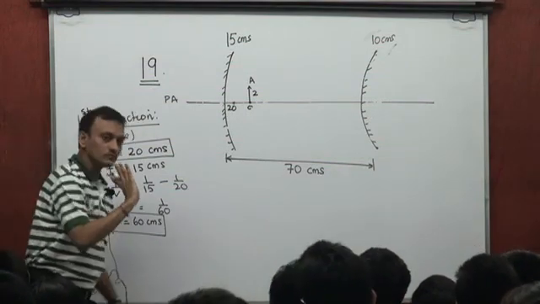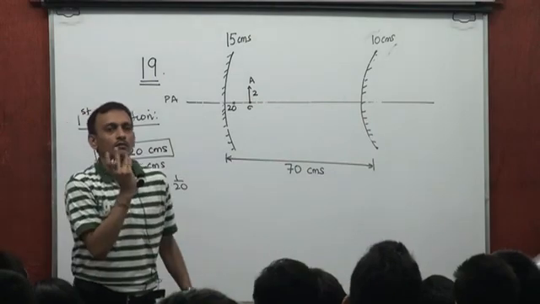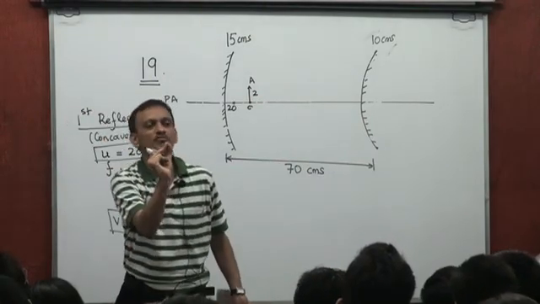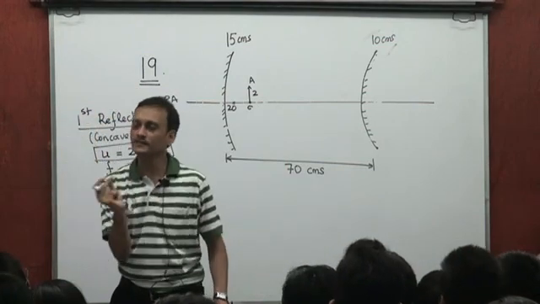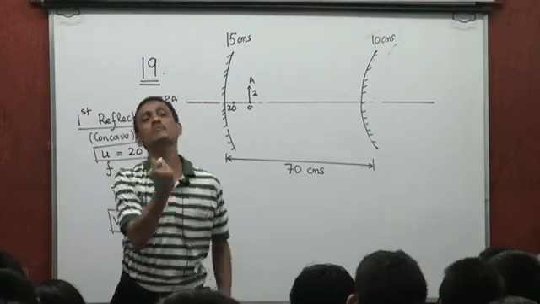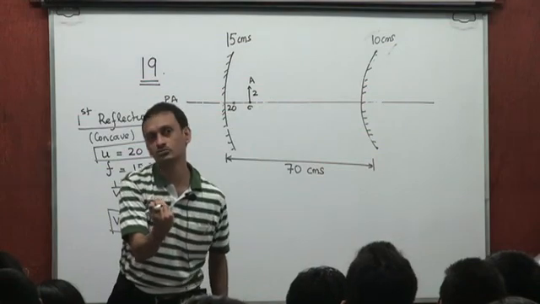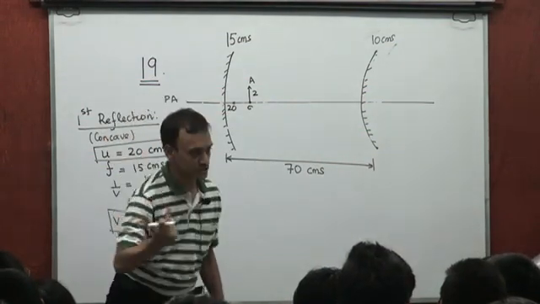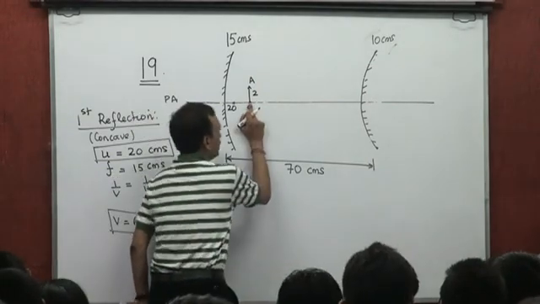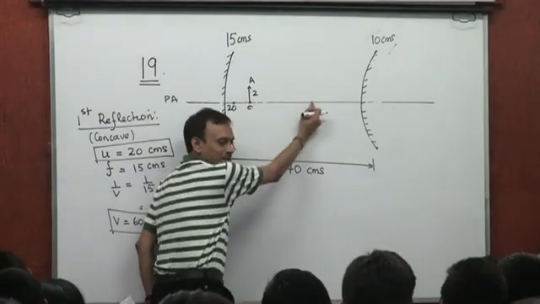Now, the question is, instead of using the sign of magnification to figure out whether the image is inverted or erect, we'll do some common sense analysis as to whether the image is going to be erect or inverted, right? The image of O would be formed on the principal axis itself.